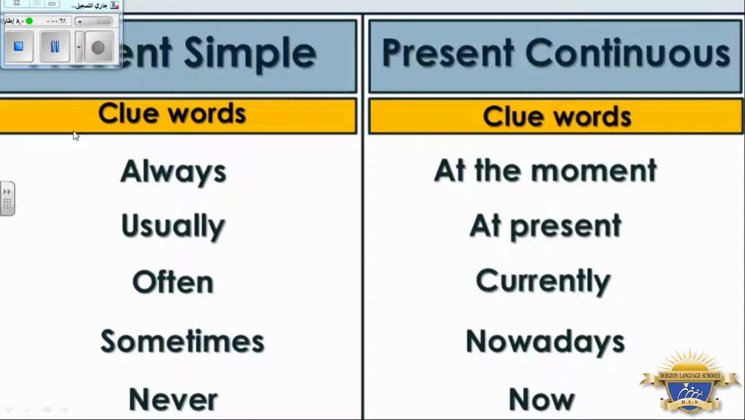As for the present simple, you have always, usually, often, sometimes, and never. Regarding the present progressive, some keywords are used like at the moment, at present, currently, nowadays, and now. So if you take a good look, the present simple is usually used to give you something that is repeated most of the time. On the other hand, the present progressive is used to give you a hint about something that's happening at the moment of speaking.